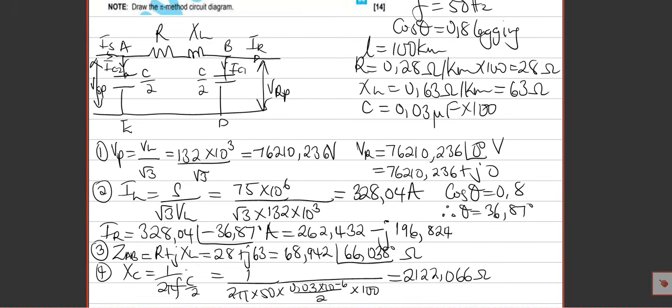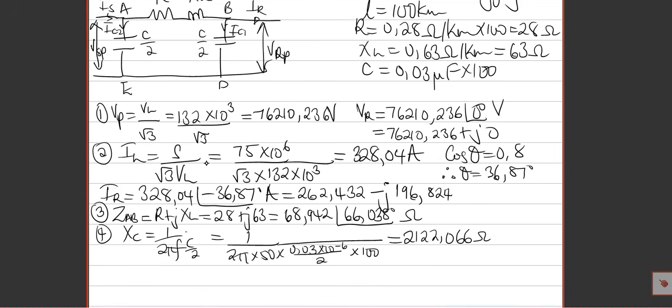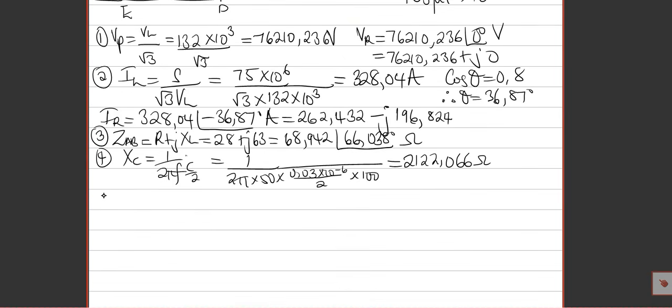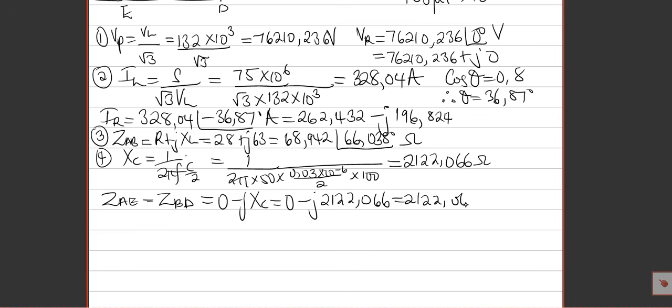So we want to find the impedance between AE and BD. ZAE is the same as ZBD, which equals 0 minus jXC, where we have 0 minus j22,066, which is the same as 22,066 at the angle of minus 90 ohms.